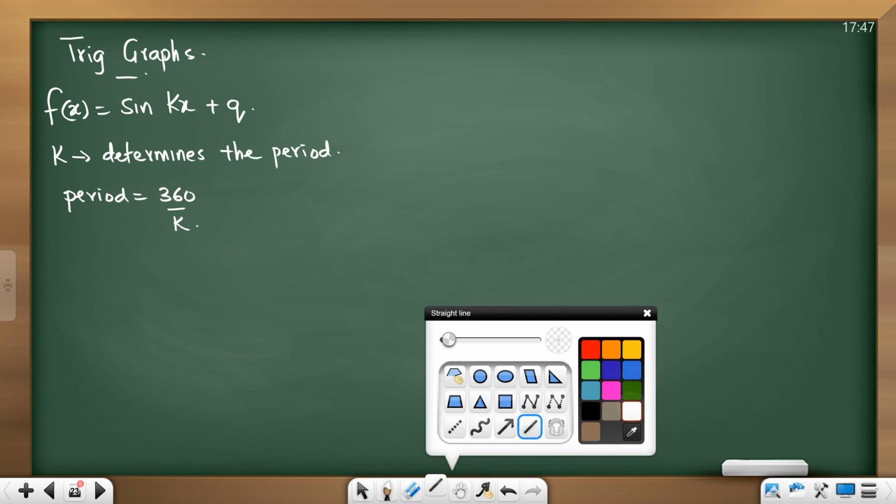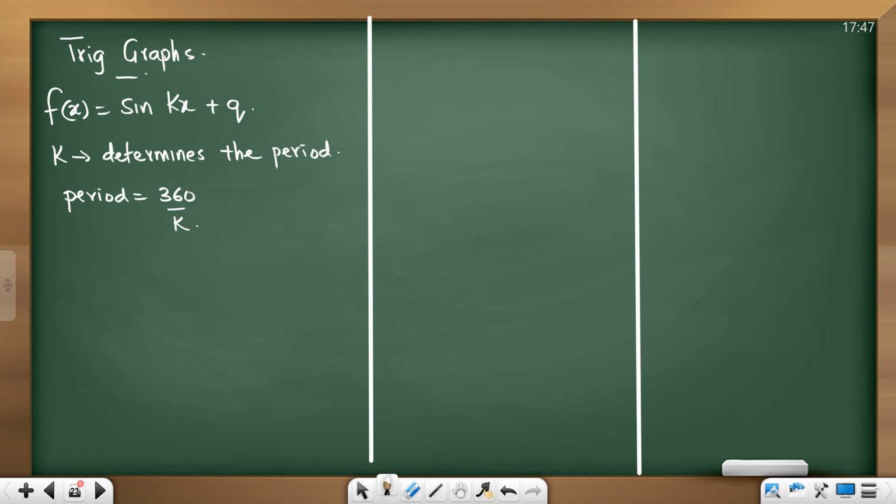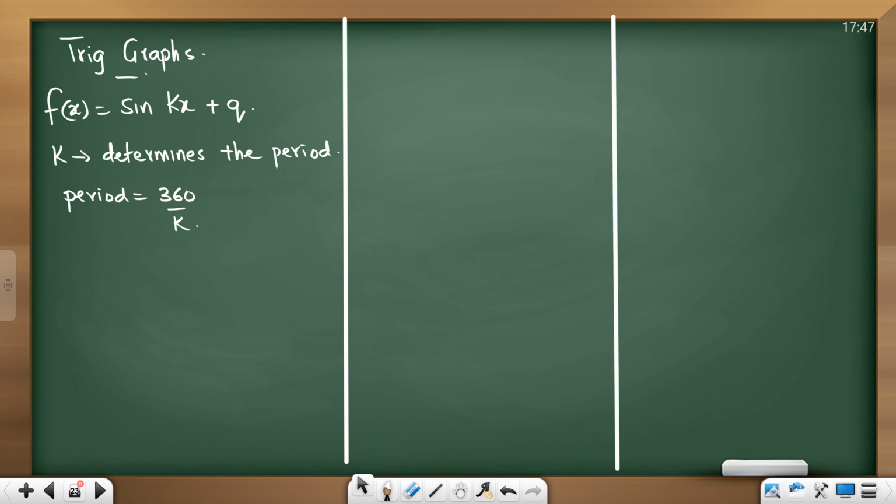Let me divide the board into three and see if I can do some. Here I'm looking at a sine graph. The period is 360 over K. What about your Q? What does your Q stand for? Vertical shift. Plus means we go up. Minus means we go down. So please, what is the minimum of sine kx?